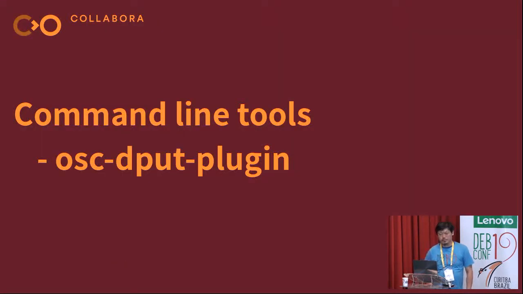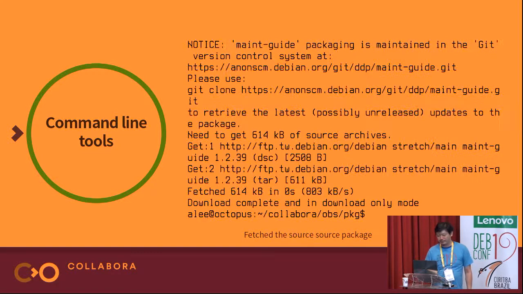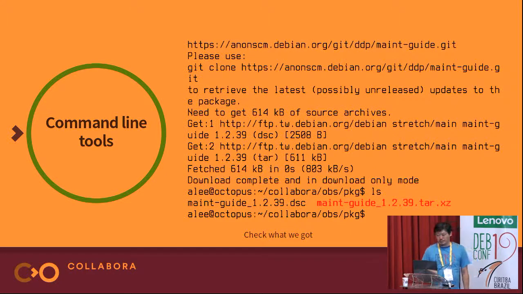This is an OSC dput plugin. It provides a syntax similar to the Debian dput to upload the package with the OSC command. So here is an example. Let's get a source package for the maintainer guide, for example. And then after we fetch the source package, we can use the ls command to see the source package files.